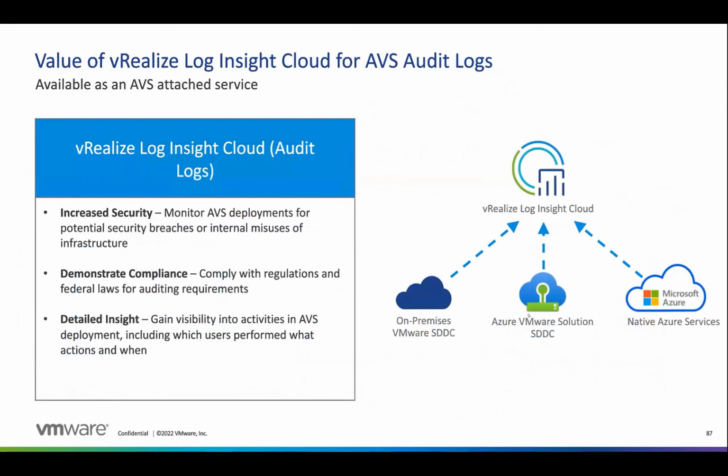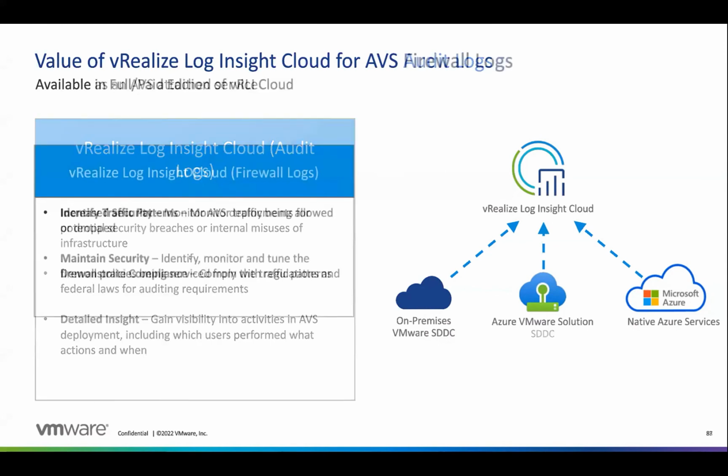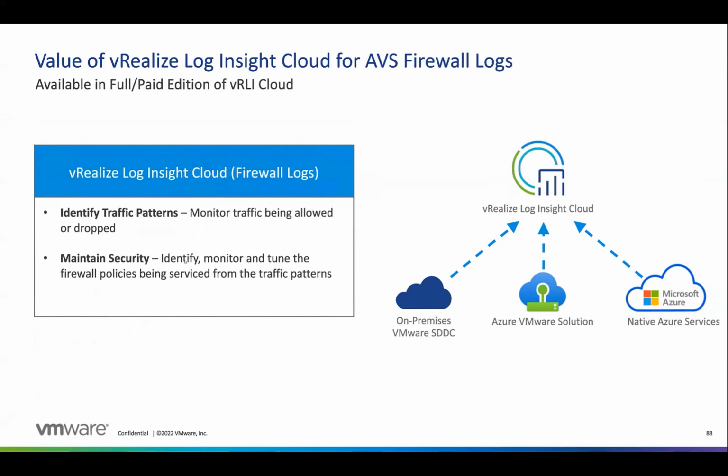So, we don't collect every single log that comes from the host environment. Same as with VMC on AWS, we collect auditing events, authentication events, and NSX firewall events. So we could use that to increase your security, to monitor your AVS deployment, demonstrate compliance, make sure that user accounts that are logging in are the proper ones, user accounts that are failing are supposed to be failing, firewall rules that are allowing traffic in are proper, and firewall rules that are denying traffic are also the proper rules. And then we identify traffic patterns, and we maintain security by identifying those traffic patterns within NSX and making sure that your policies are configured correctly.